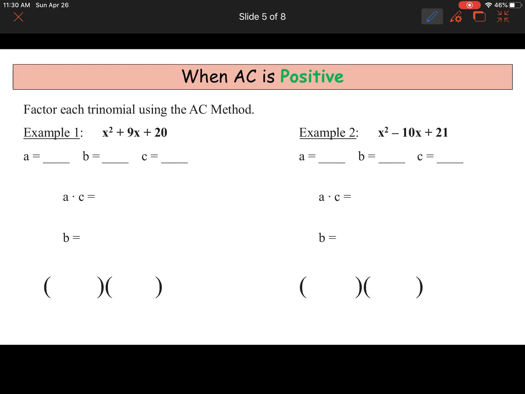Example 1. Factor each trinomial using the AC method. Well, the first thing I'm going to do, I have three terms here, right? Let's check. I have my first term, my second term, and my third term. I always have A first. If there's no number in front of the variable, remember we can put a 1. So A is 1. My B is 9, which leads me to my C, which is 20.